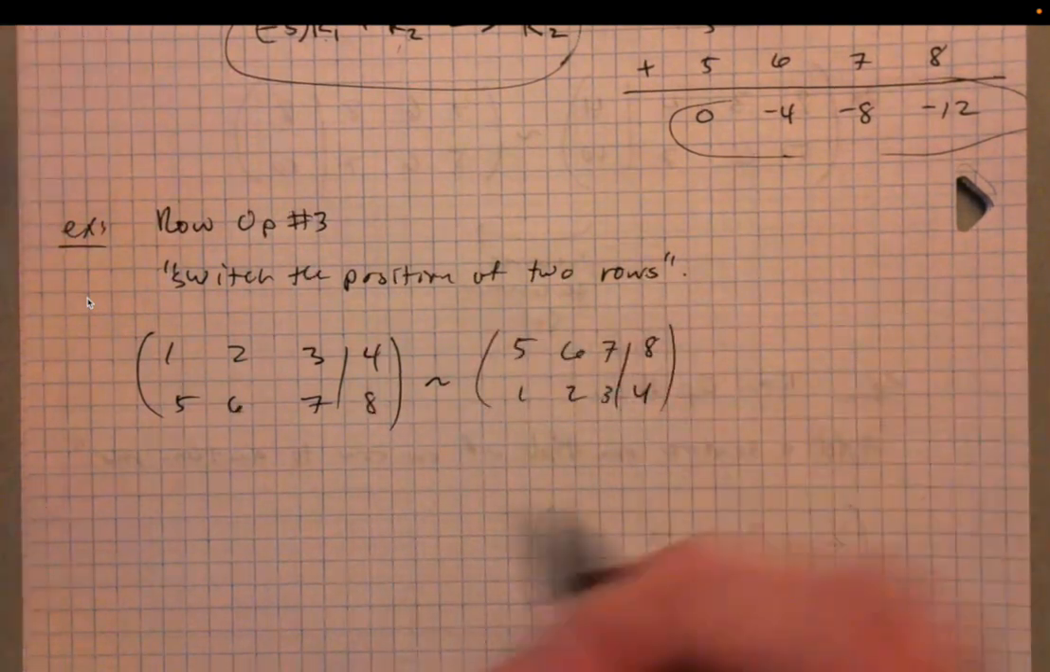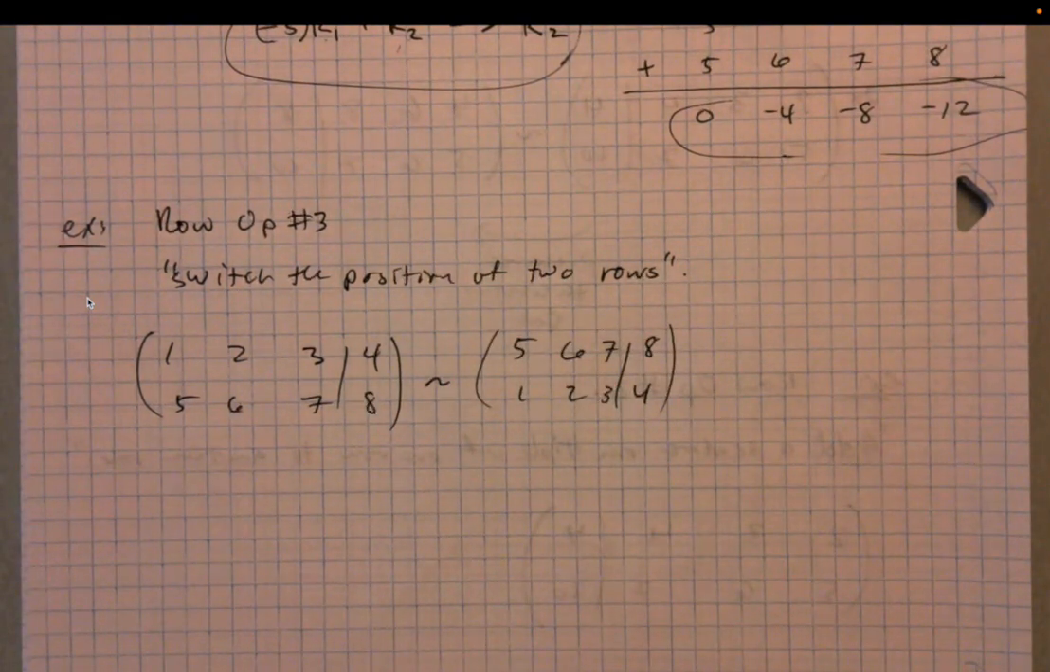That one should be obvious, that it doesn't impact your solution set. Clearly, if your system of linear equations is written out and you have 2 equations, it doesn't matter which one's on top or which one's on the bottom. And that's all this is saying. So this one is very straightforward.